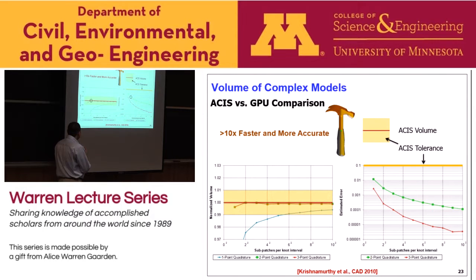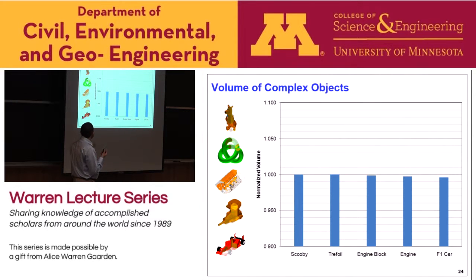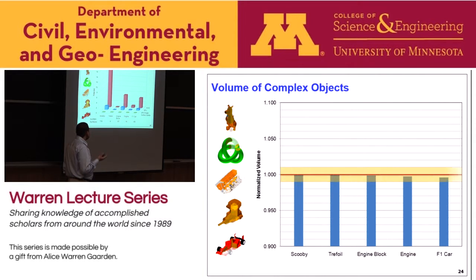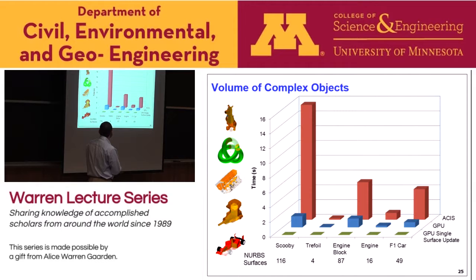To be more accurate, we also looked at what time it takes to compute these volumes at a standard error of 0.01 accuracy. And what we found was that for the different objects, they were all within the tolerance specified by ACIS, so that means that the algorithm is accurate. And not only that, we were able to get almost 10 times speed up in computing the volume compared to ACIS for most of these objects.